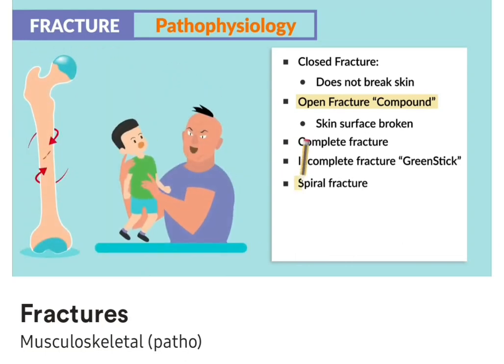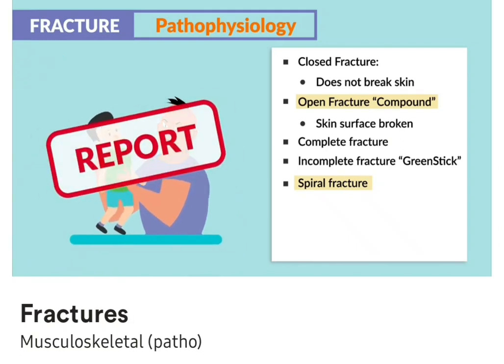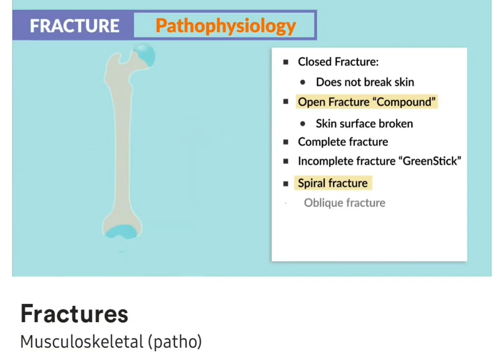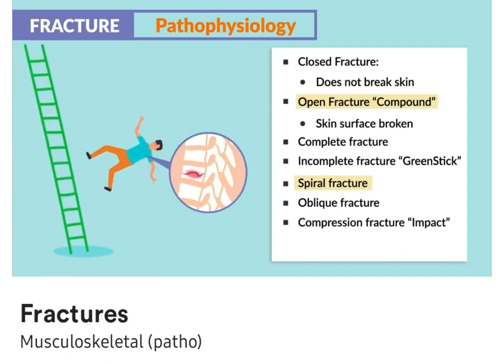And a spiral fracture, write this one down. This one results from a twisting motion, so it's common in child abuse. These are typically reported to the authorities for further investigation. Next is an oblique fracture, a fracture at an angle, and then a compression fracture known as an impact fracture, where bones are compressed like after a high fall or even a jump.